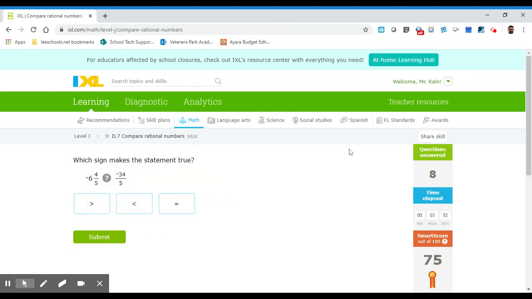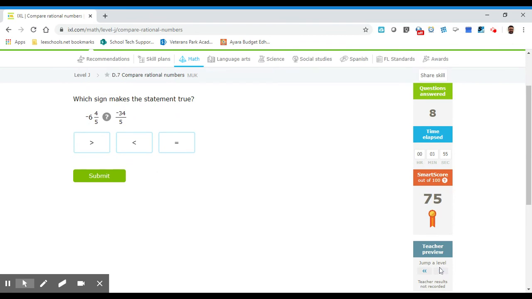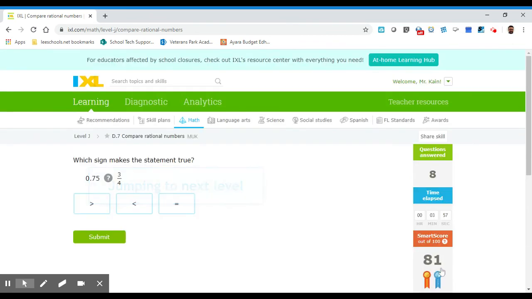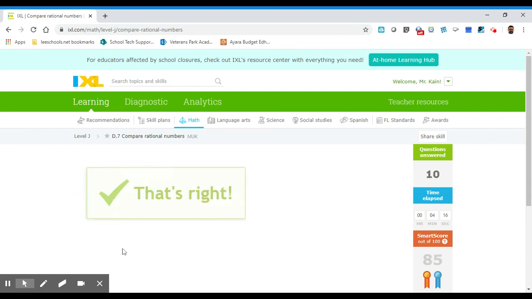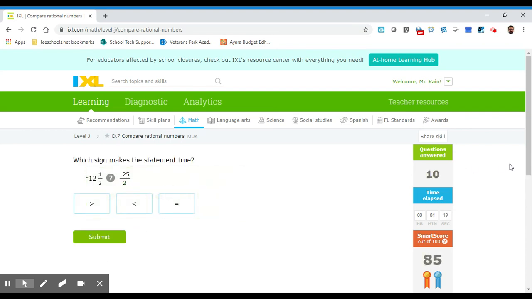Let's jump up again. Let's go up another level. 81. Okay, what do we have here? Again, divide 3 by 4, which is going to give you 0.75. 0.75 and 0.75, those two are equal, my friend. Okay, negative is always smaller than positive. Now we have mixed numbers. But let's do it the same way.